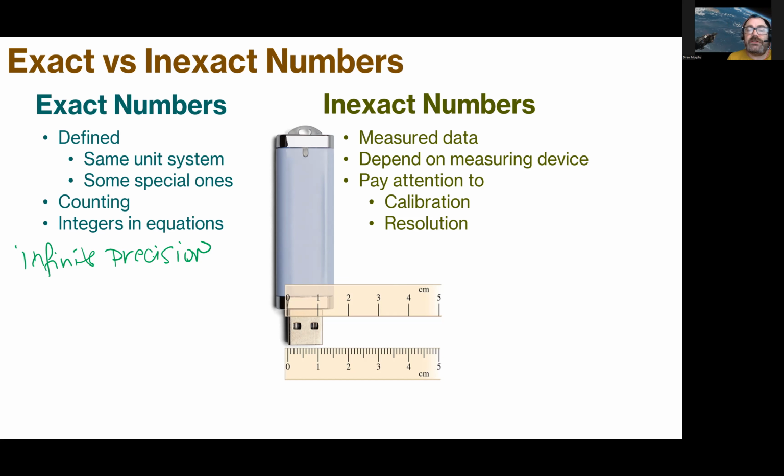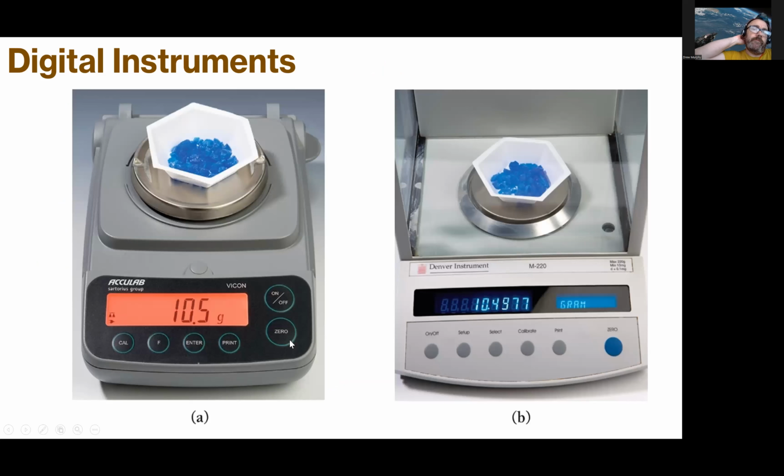When we talk about resolution, I like this picture from our book that has a ruler measuring the width of this USB stick. This bottom one has a greater resolution because there's more detail between the markings. Here there's not a lot of resolution because there's less detail. So the more resolution there is, the better your measurement can be. Let's talk about ways we can measure things.